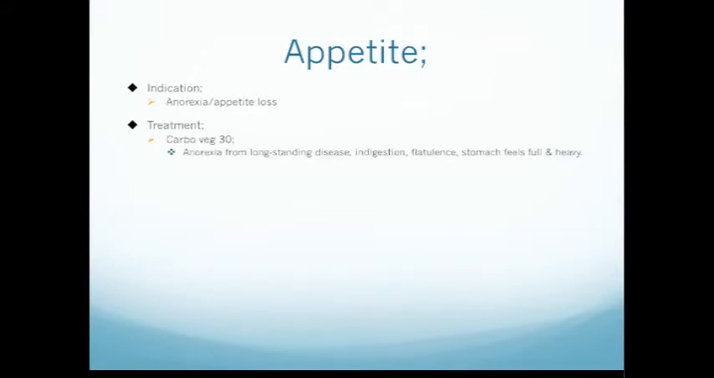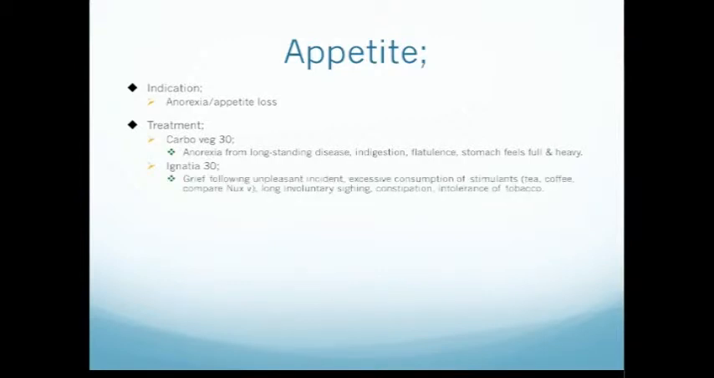Appetite disorders. For loss of appetite, also known as anorexia. Treatment: Carbo veg 30. This is for anorexia from long-standing disease, indigestion, flatulence. The stomach will feel full and heavy. Ignatia 30. For grief following an unpleasant incident with excessive consumption of stimulants, tea, coffee. Compare this to Nux vomica.